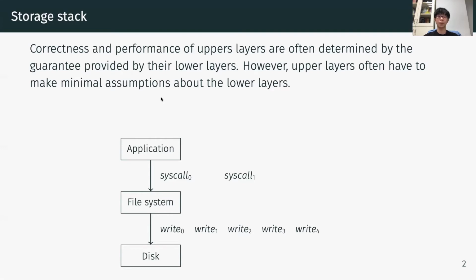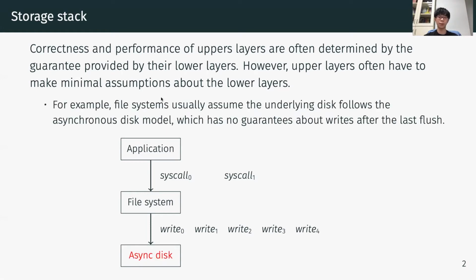However, because of the optimization lower layers adopt, upper layers often have to make minimal assumptions about their lower layers. For example, file systems usually assume the underlying disk follows the asynchronous disk model, which ensures only the disk writes before the last flush are durable. But for writes after the last flush, each of them may or may not survive across a crash. The consequence is that a system call may have partial effect on the disk after a crash, resulting in file system inconsistency.